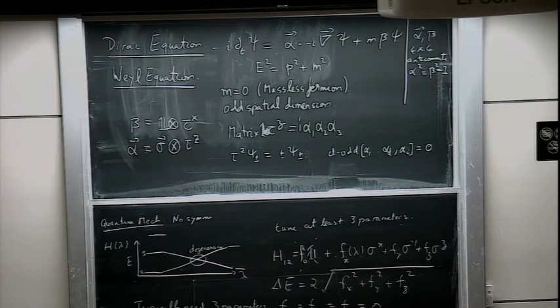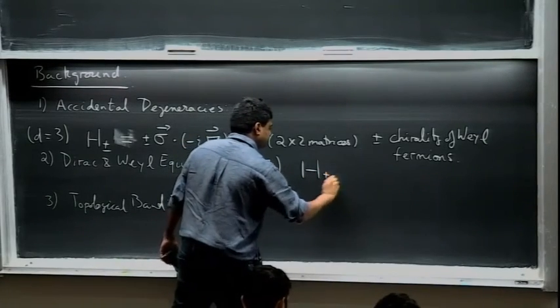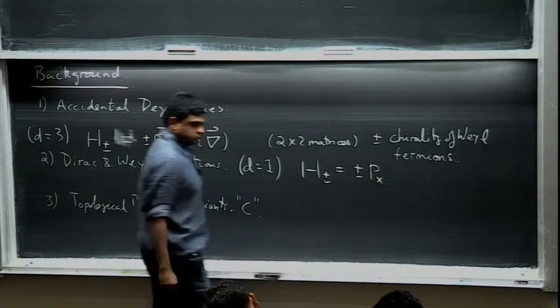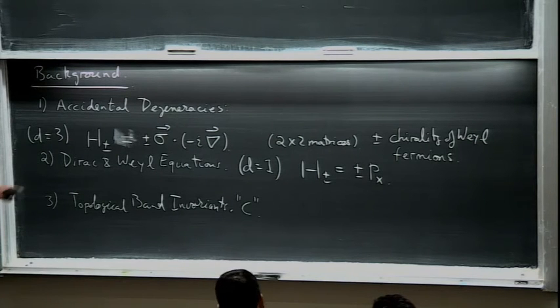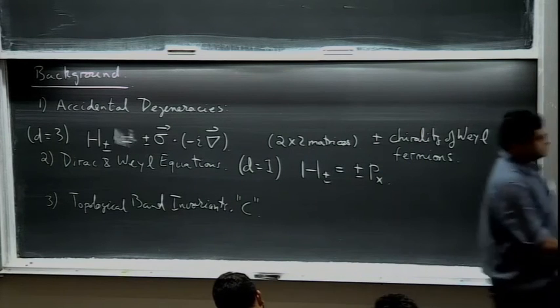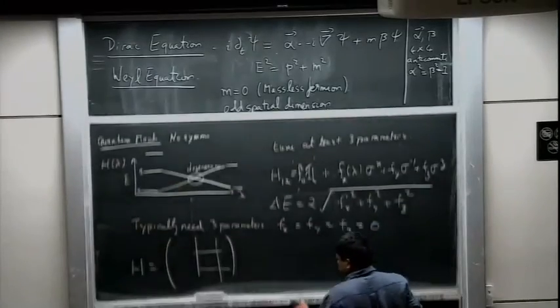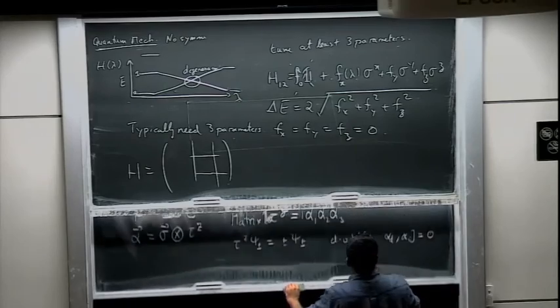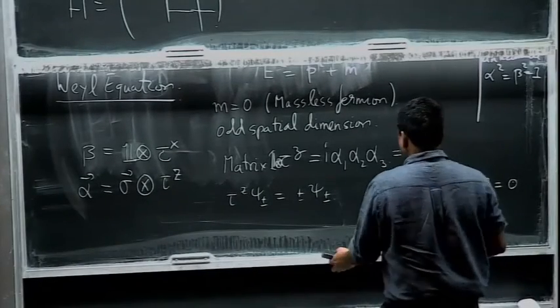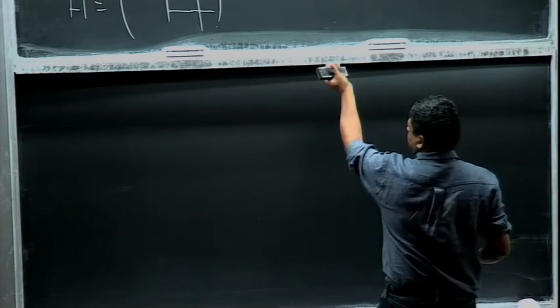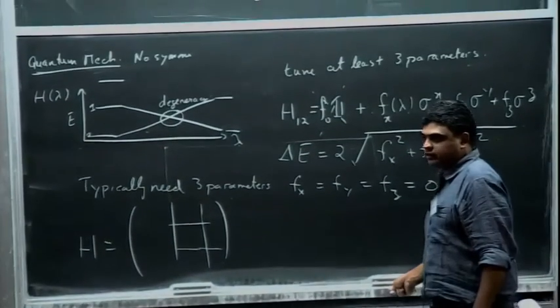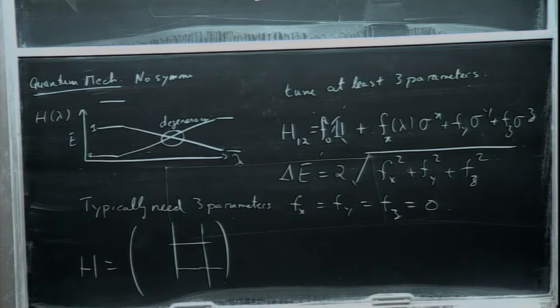And in d equal to 1, I've dropped all the velocities over here. Yeah, that's right. This is gamma 5. Yeah, so there's a gamma 5 in every odd dimension. That may be a little bit bad notation. So those are the first two things that I want to talk about.